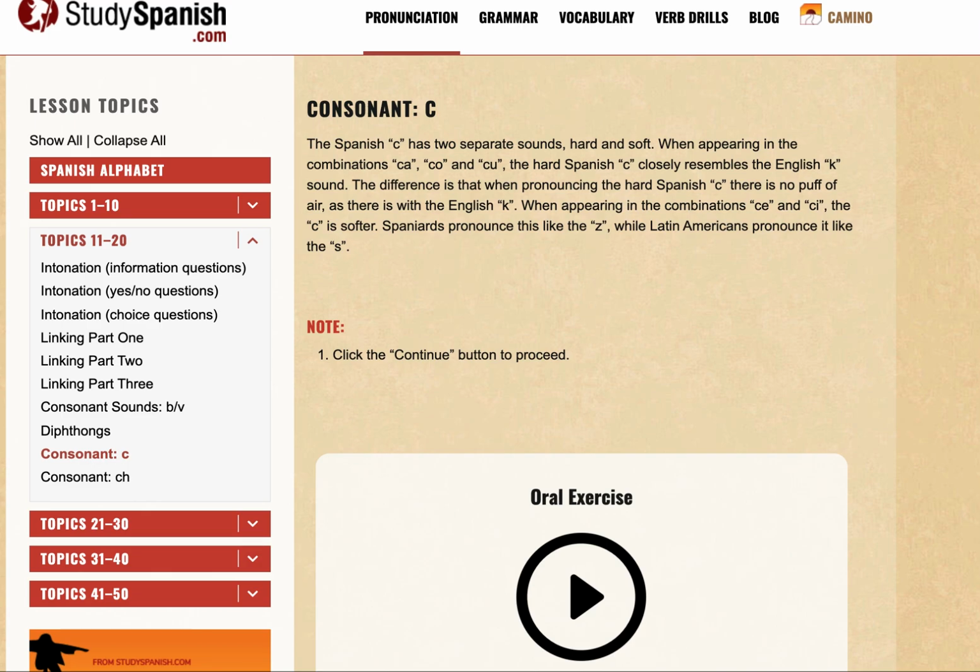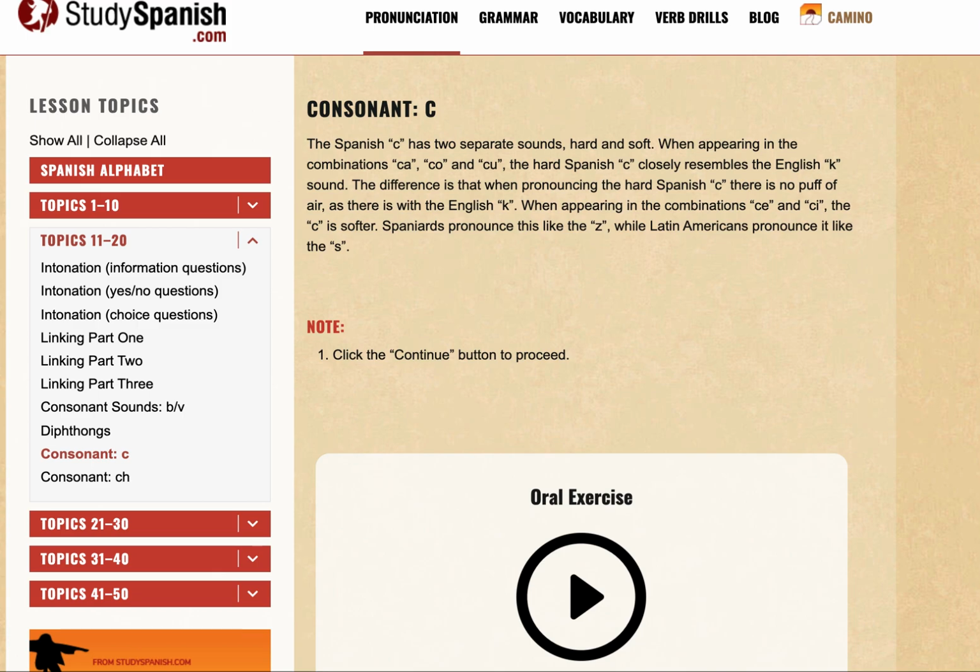Consonant C. Yesterday on the last video, we were looking at diphthongs. So today we're going to look at consonant C. The Spanish C has two separate sounds, hard and soft.